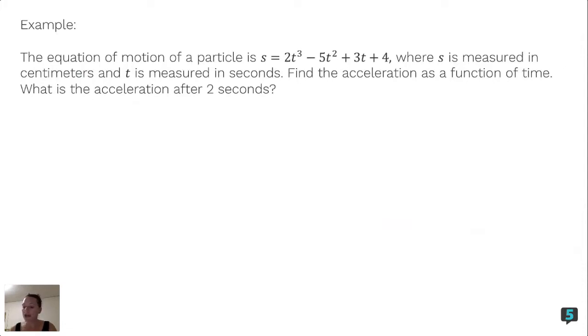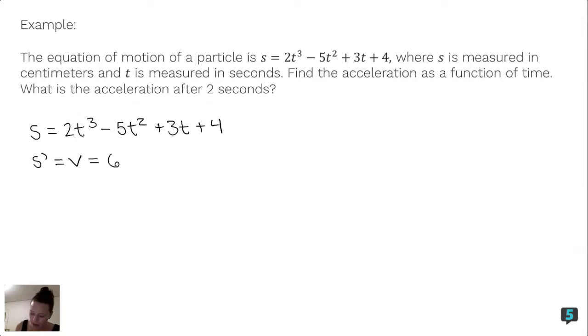So in this case, because we start with position, we're going to need to take the derivative to get velocity, and then we'll take the derivative of velocity to get our acceleration function. So we have that s equals 2t cubed minus 5t squared plus 3t plus 4. We're going to take the derivative of our position function, which is going to give me velocity, and that's going to give me 6t squared minus 10t plus 3.